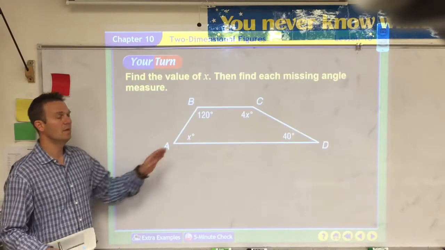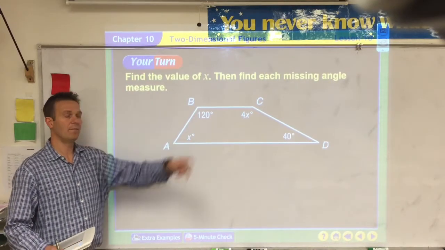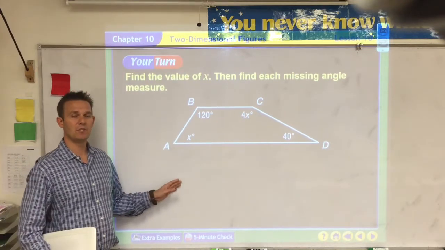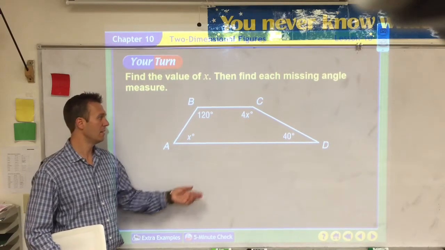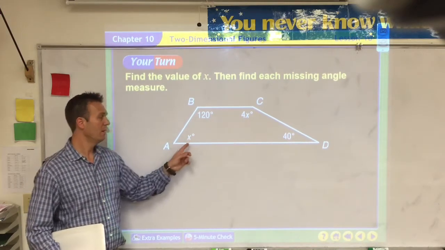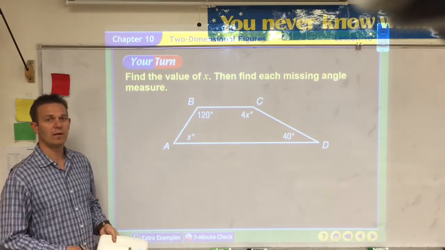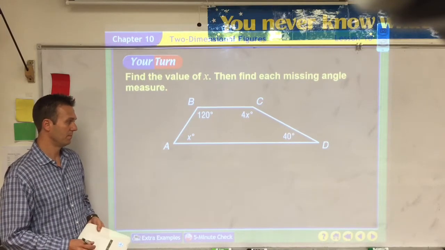Now it's your turn. Go ahead and draw this. It doesn't have to be perfect, but just draw it and make sure you have the angles labeled. Then you're going to set up an equation, remembering that it has to equal 360 degrees, solve for x, and then you're going to have to multiply this one by 4, and you'll get that answer there. Go ahead and pause the program, see if you can do it, and then I'll bring the answer up. You can check your work.